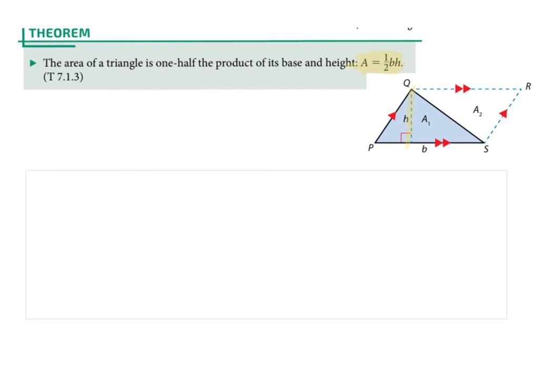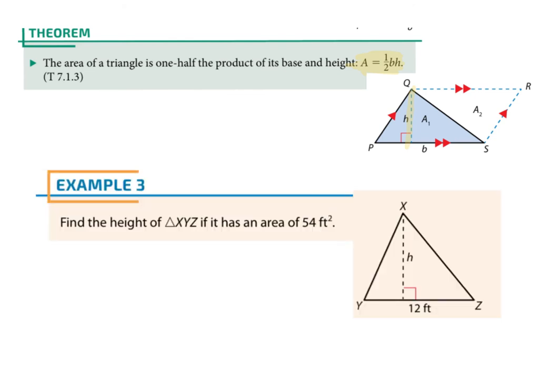The only time that you're going to have that along a side is if you have a right triangle, and then you'll have a perpendicular distance from one side to the other. But if you don't, it's going to go through the triangle. So let's look at this example that they've given us. Find the height if the area is 54.